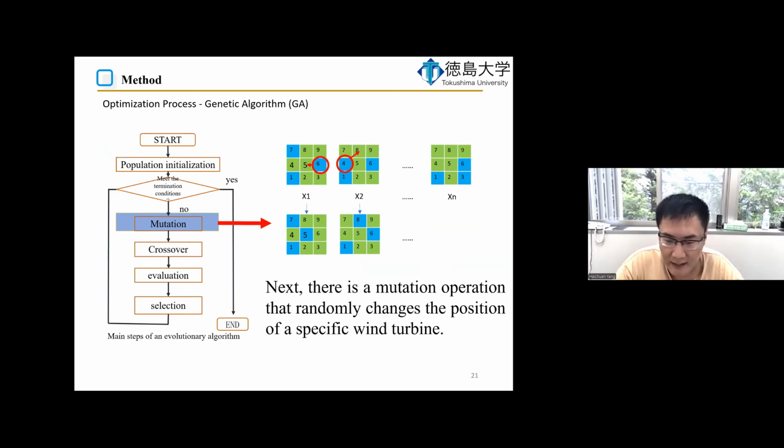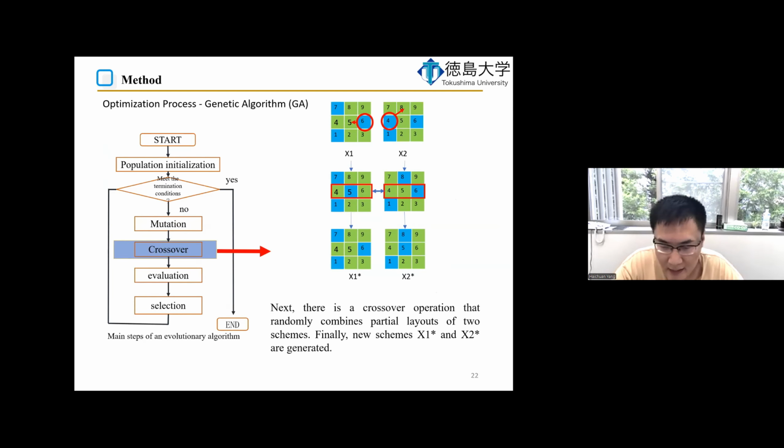Next, there is a mutation operation that randomly changes the position of a specific wind turbine. So the number from 6 changes to 5, and the new wind farm layout is designed. Next, there is a crossover operation that randomly combines partial layouts of two schemes. Finally, new schemes X1* and X2* are generated, and here the information between X1 and X2 is exchanged.